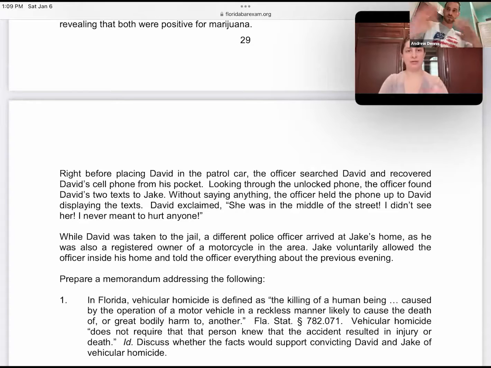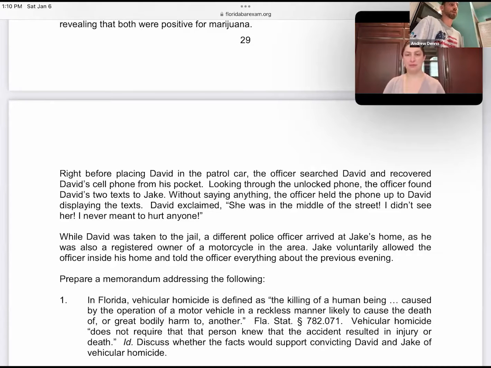But let's scroll back. Right before he looked through the phone, like Gabby said, that's probably impermissible. Without saying anything, he held the phone up to David to display the text, right? Because that's how he unlocked it, right? He put the phone up to his face and unlocked it. That's problematic. David explained, she was in the middle of the street. I didn't see her. I never meant to hurt anyone. So, okay, he wasn't using it to unlock it. The phone was already unlocked. He was using it to show David the text, and now David admitted to it. So here, it's an admission.